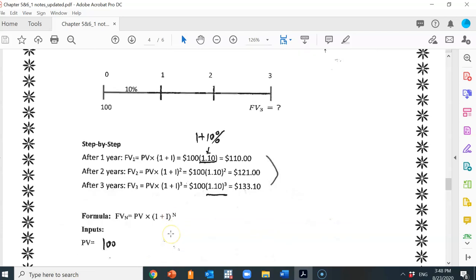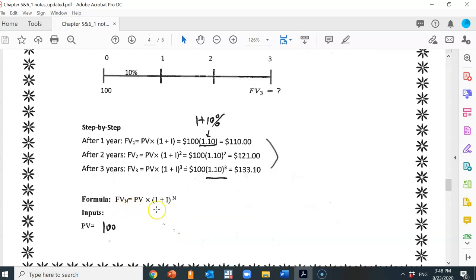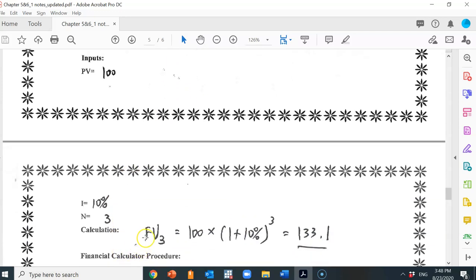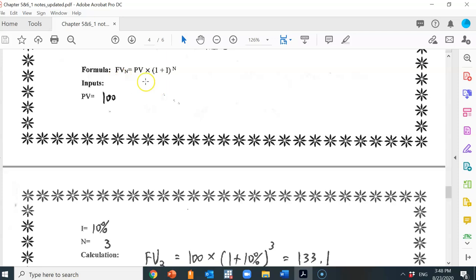Okay, so in this question, we can just use the formula here because we know the present value is 100. We know the interest rate is 10%. We know n is 3. So we can just use the formula that the future value at time 3, which means the future value at the end of the third year, is the present value 100 multiplied by 1 plus the interest rate 10% cubed, or to the power of 3. So we have 133.1 after 3 years. Okay, so this is the formula for the future value of a lump sum.